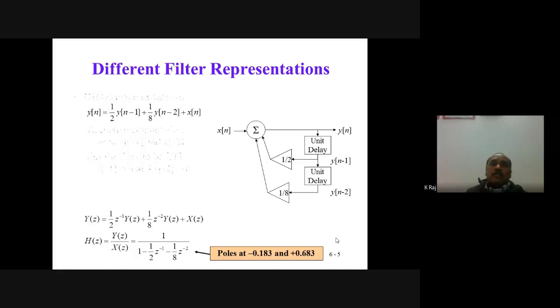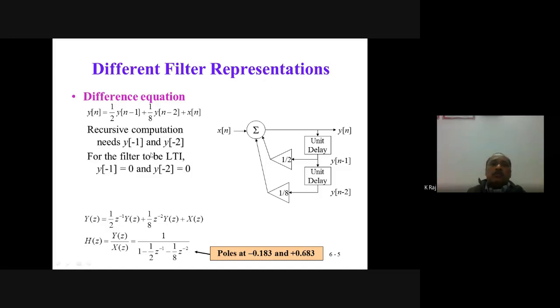Different FIR filter representation. As we know, if we consider any filter, the coefficients are given as 1/2 for the first delay and 1/8 for the second delay, and x[n] is the present input, and y[n] is represented as 1/2 y[n-1] + 1/8 y[n-2] + x[n].